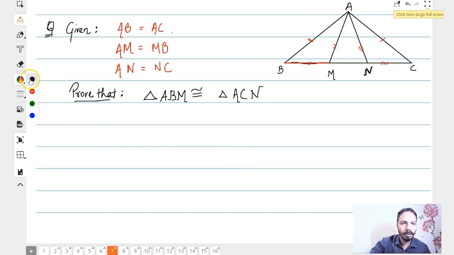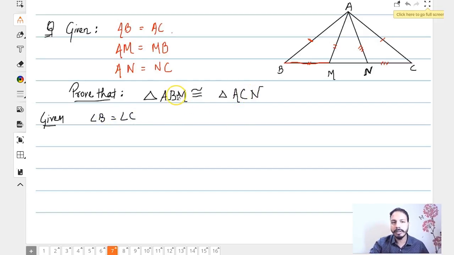So let me write down what are the things that are given. What is given is this is equal to this. So what we can say, that angle B is equal to angle C. So one condition is already there with us, right? And we have one more condition, that is this side is equal to this side. And what else is there? That AB is equal to AC, right?